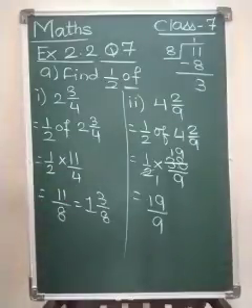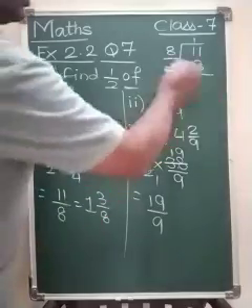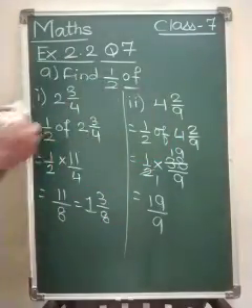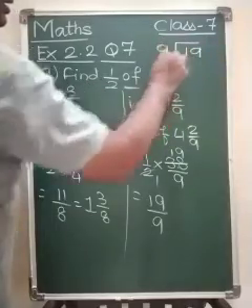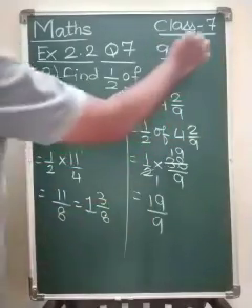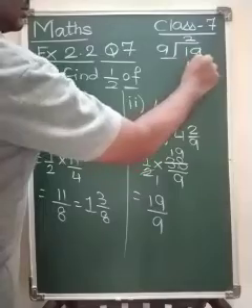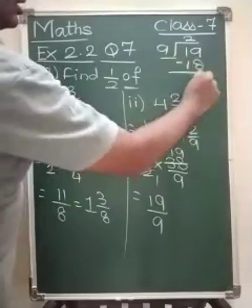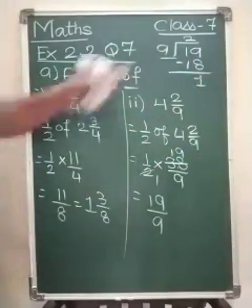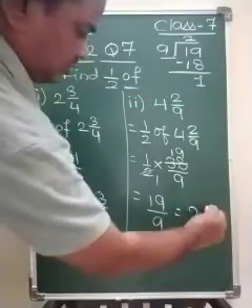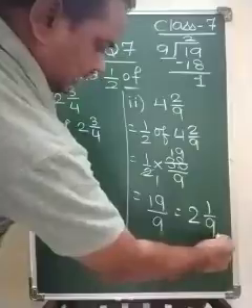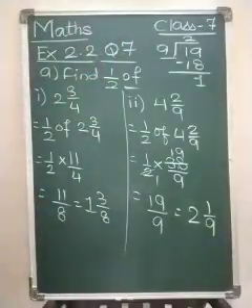Again improper fraction, convert it into a mixed number. So 19 divided by 9, 9 2s are 18, minus, remainder is 1. So quotient remainder upon divisor, this equals 2 1 upon 9. Done. So this question is finished.